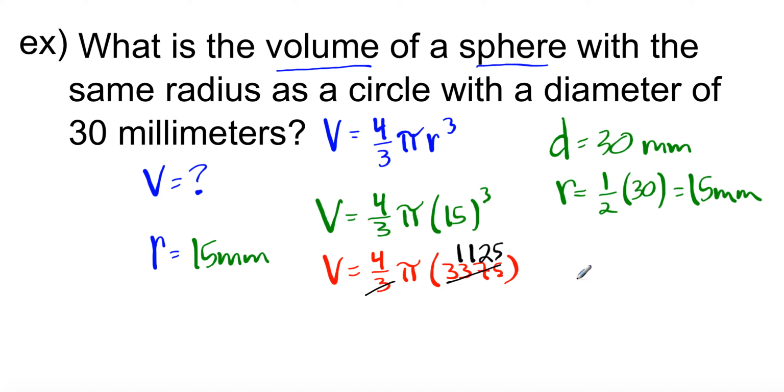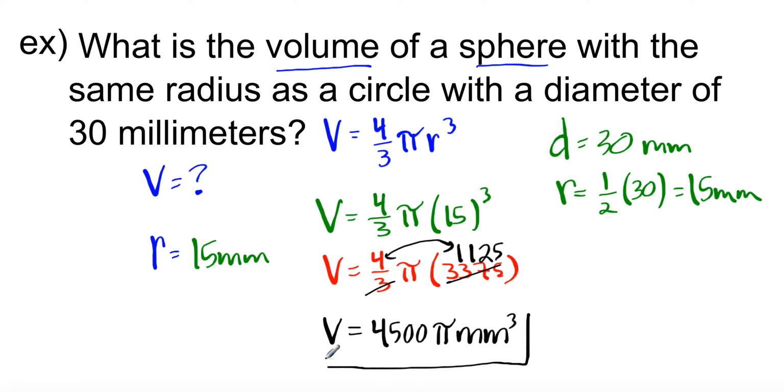1,125 times. And I'm going to leave this answer in terms of pi, which means I'm not going to round it. I'm not going to get a decimal. We'll just keep it exact. So all I'm going to do is multiply 4 times 1,125, leaving me with 4,500 pi millimeters cubed. And so this is an exact answer because we didn't use the pi key on our calculator.